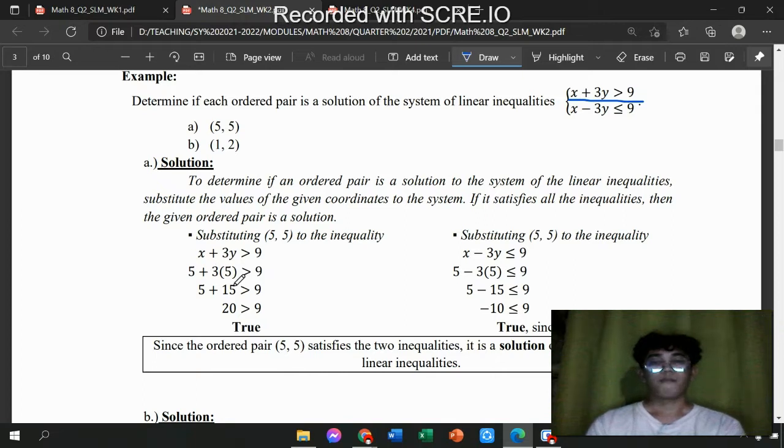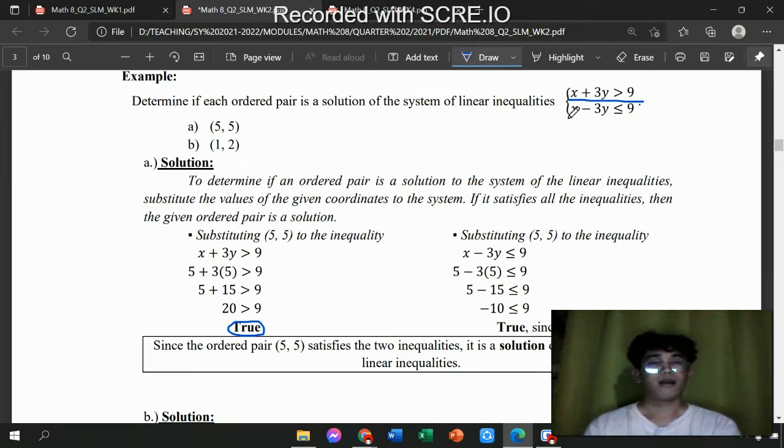So ato na ni siyang i-simplify. 5 plus, pila may 3 times 5? That's 15. 5 plus 15 equals 20. 20 is greater than 9. Is it true or false? Of course, it is true, nga mas dako ang 20 kaysa sa 9. So true ang first inequality.